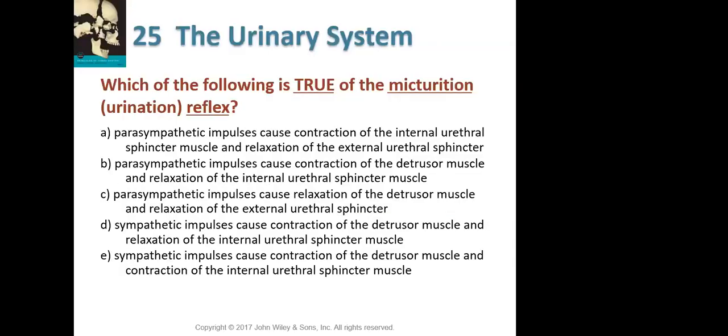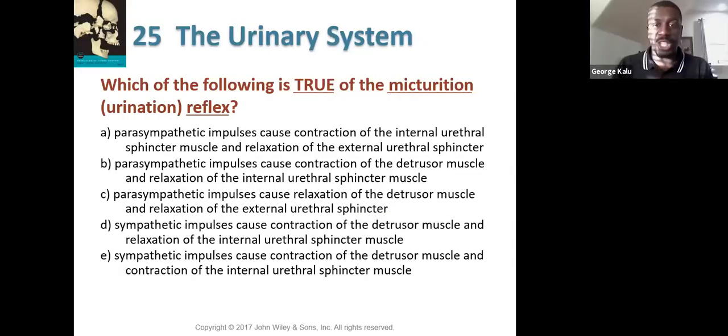Okay. So last question here. Which of the following is true of the micturition reflex? A, parasympathetic impulses cause contraction of the internal urethral sphincter and relaxation of the external urethral sphincter. B, parasympathetic impulses cause contraction of the detrusor muscle and relaxation of the internal urethral sphincter. C, parasympathetic impulses cause relaxation of the detrusor muscle and relaxation of the external urethral sphincter. D, sympathetic impulses cause contraction of the detrusor muscle and relaxation of the internal urethral sphincter. And E, sympathetic impulses cause contraction of the detrusor muscle and contraction of the internal urethral sphincter. Which one is true?